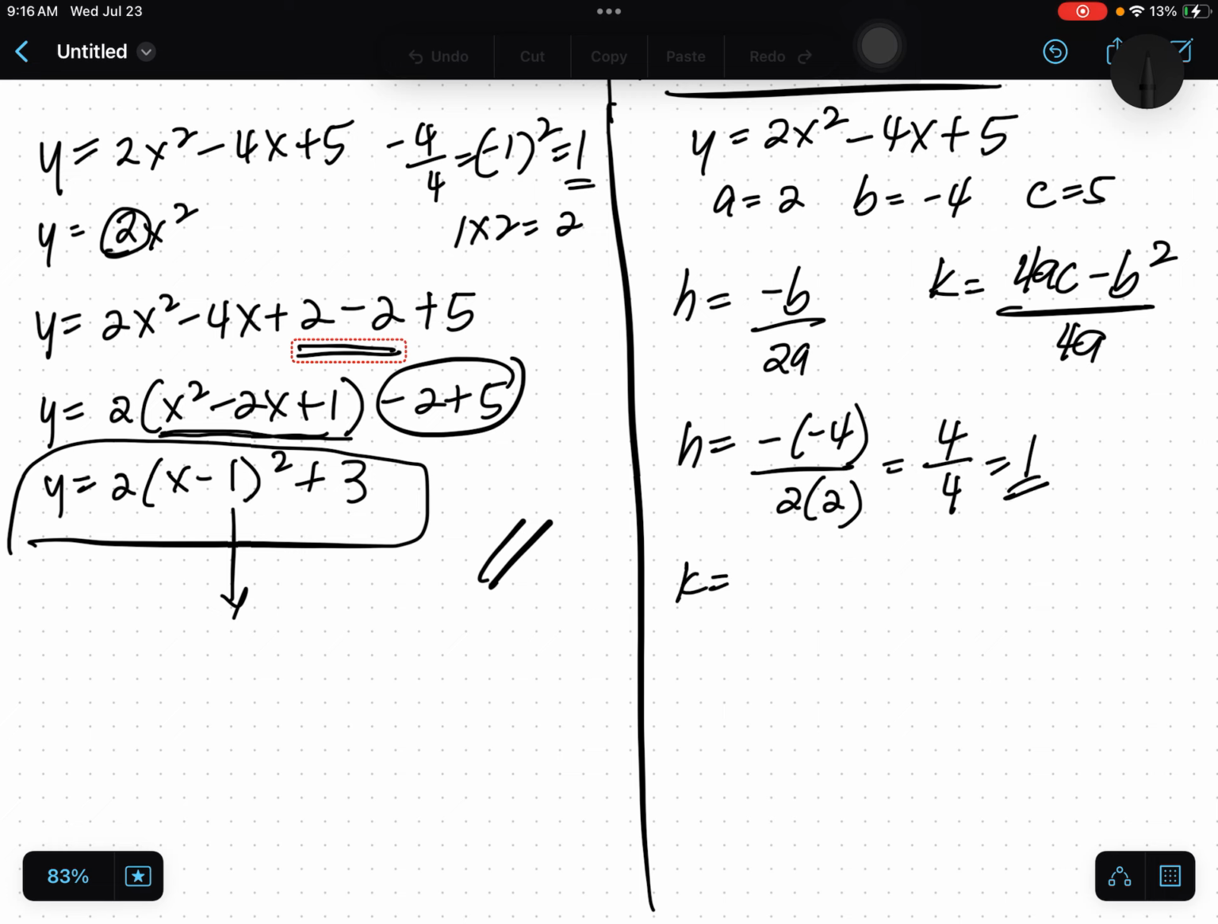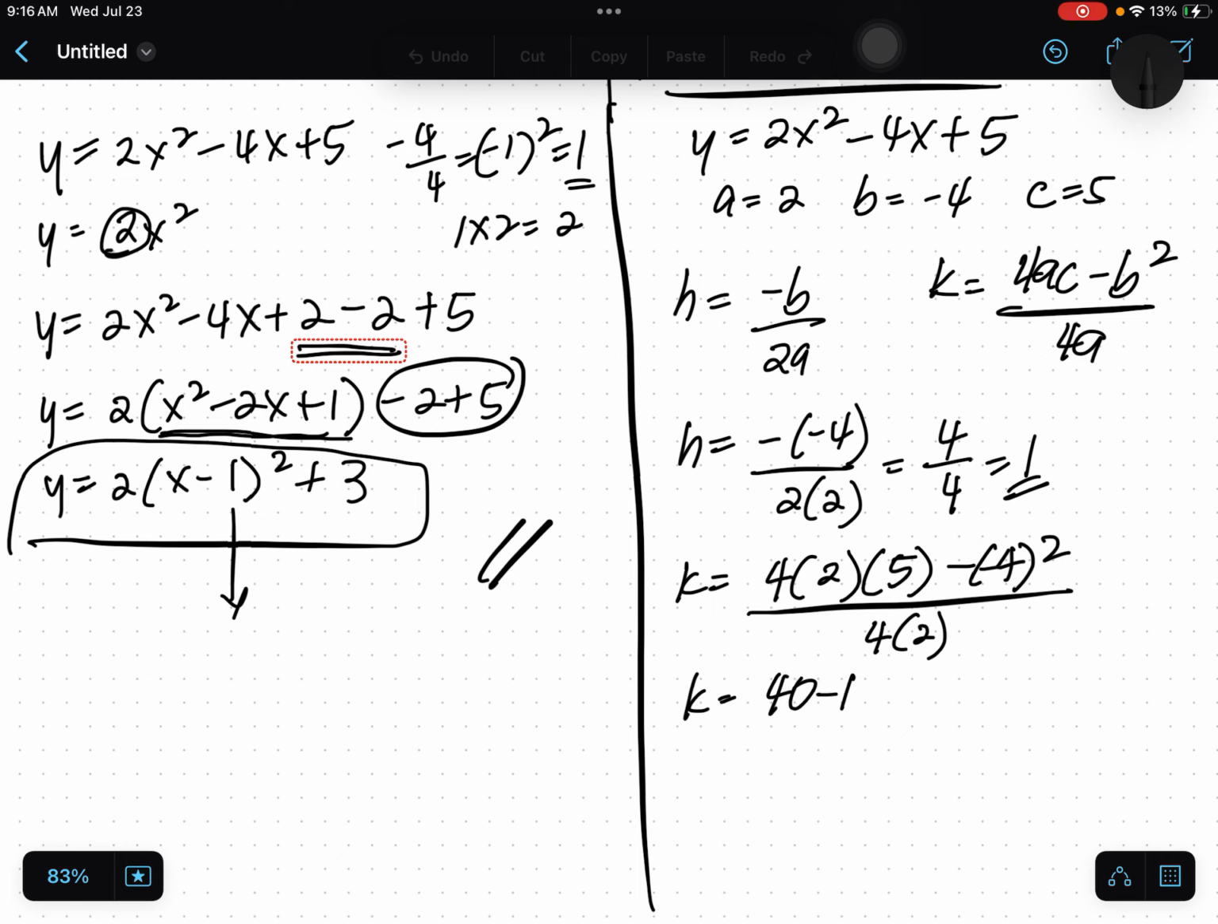And then k is 4ac minus b squared all over 4a. So we have then 40 minus 16 all over 8. I don't know what's causing that noise. I'm so sorry, guys. I think it's the dogs. This is 24 over 8, which is 3, which is also, hello, the same as what we got.